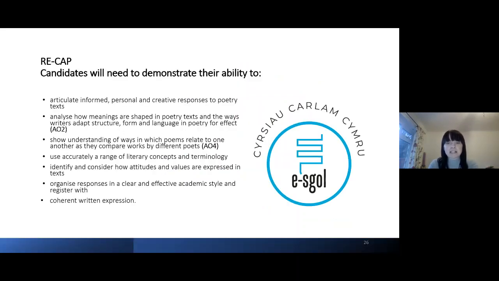So just to recap, what do you need to do? Candidates will need to demonstrate your ability to articulate and inform personal and creative responses to poetry text.